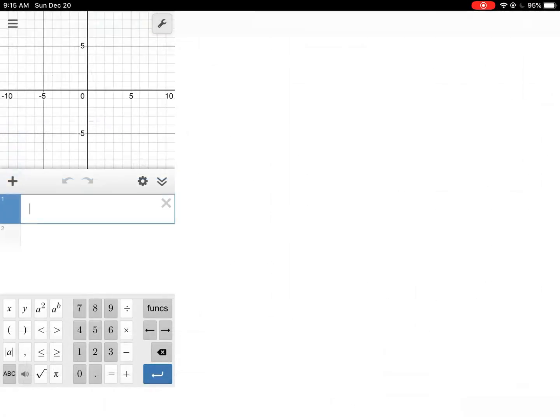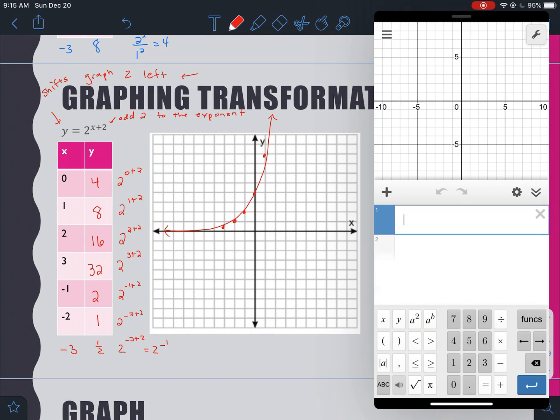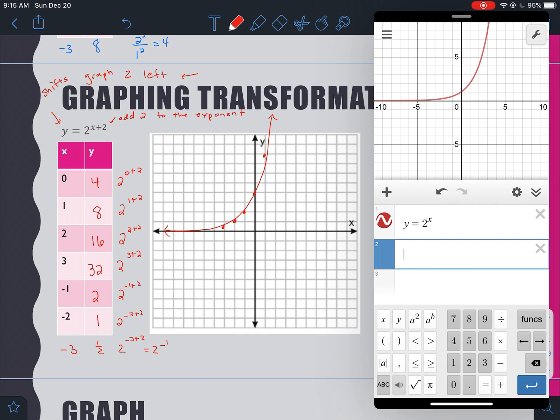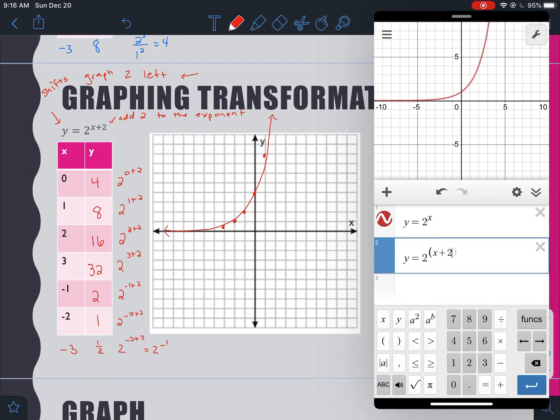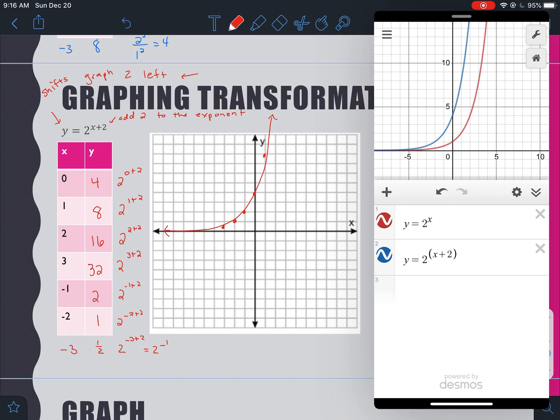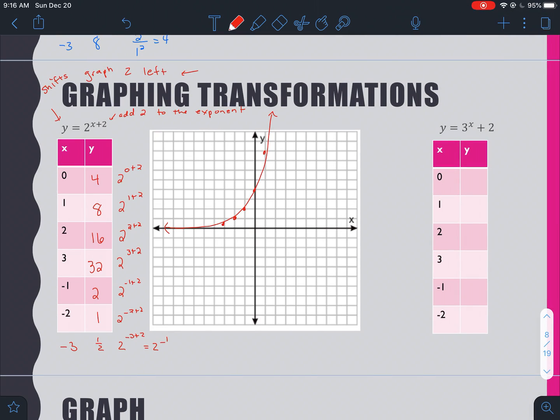So let's look at that graph on Desmos. And I'll show you the difference of those two graphs on Desmos. So if I were to graph both of those on Desmos, so if we had y equals 2 to the x, so that's our ramp right there, and then we have y equals 2, and then we're going to put that in parentheses to the x plus 2. Notice it's that same red graph, but it got shifted 2 to the left. So when we do 2 to the x plus 2, that shifts the entire graph 2 to the left.